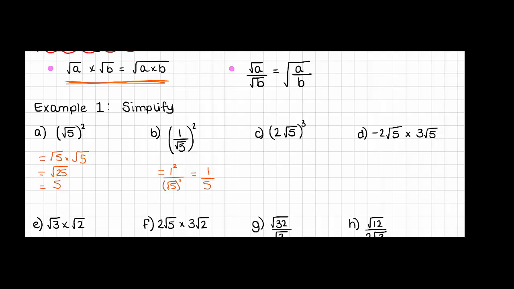Now part C, we've got 2 root 5 all cubed. Now remember, anything in the brackets, when there's a power outside it, has to apply to everything inside. So this would be 2 cubed, and then we'd have root 5 all cubed.